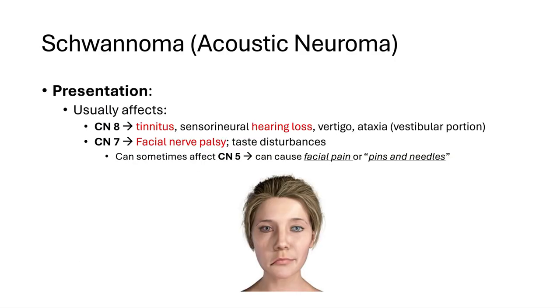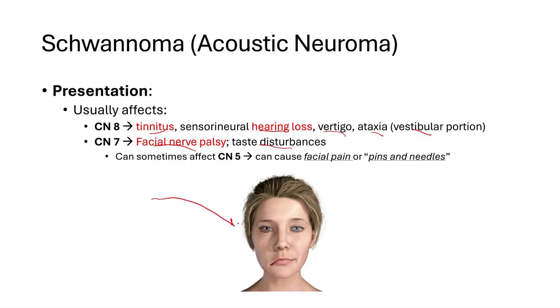Now, the presentation is unique for schwannomas, as it classically affects both cranial nerve 8 and 7. This can lead to tinnitus, or ringing of the ears, sensorineural hearing loss, vertigo, and ataxia, especially if it affects that vestibular portion, which it most commonly does. If it affects cranial nerve 7, which does most of the motor functions of your face, this can lead to facial nerve palsy, as well as taste disturbances, as can be seen here.